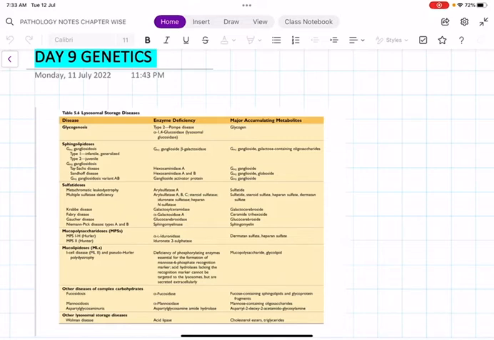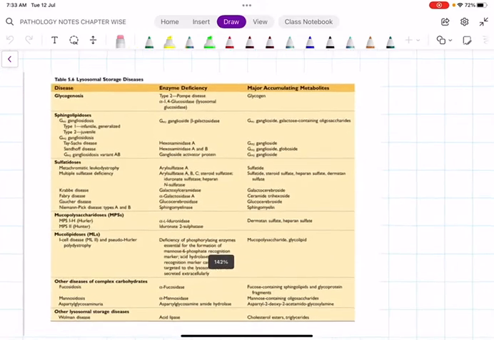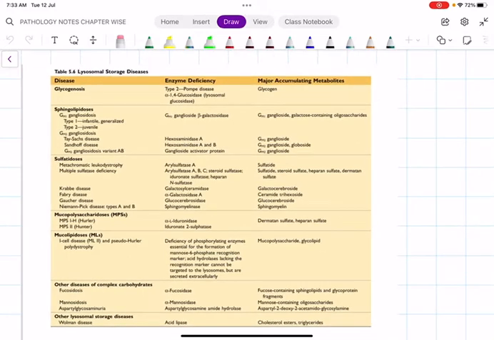Hello everyone, welcome to day 9 of genetics. Here we are going to discuss a very important topic. Actually, most of the MCQs, multiple choice questions, which are asked from biochemistry, from genetics, are all based on this table, that is lysosomal storage disorders.